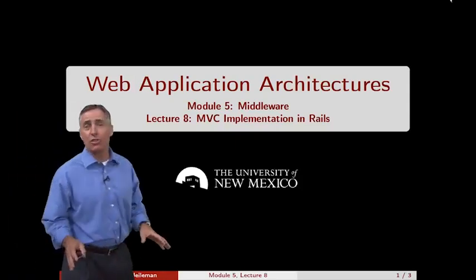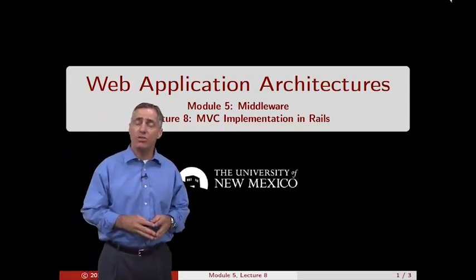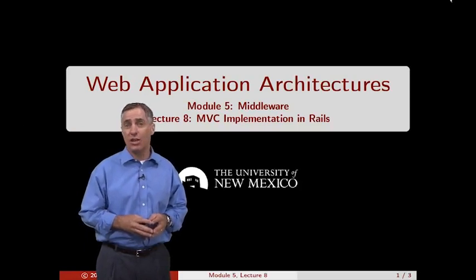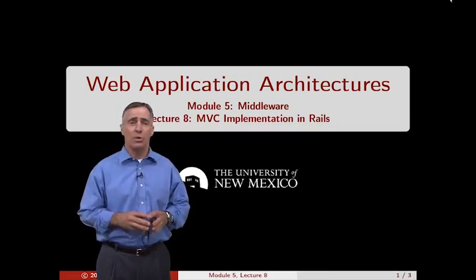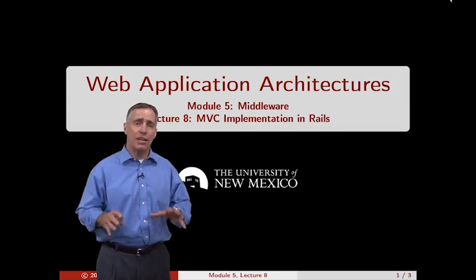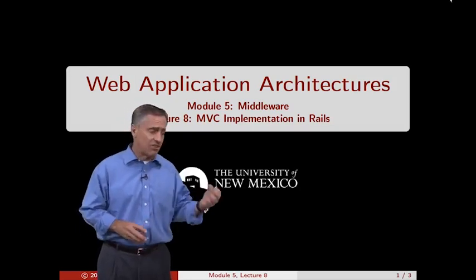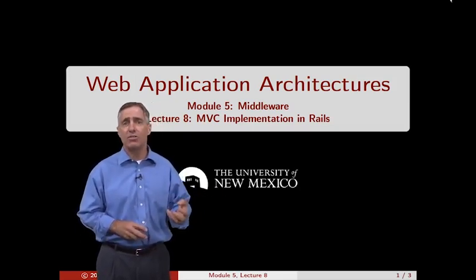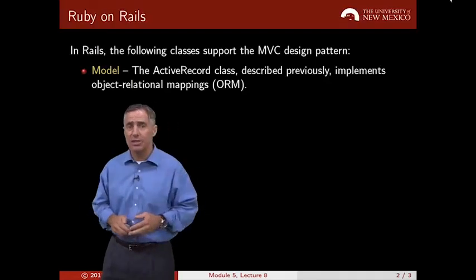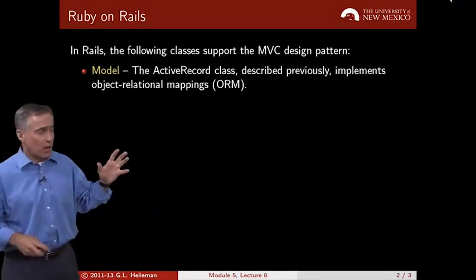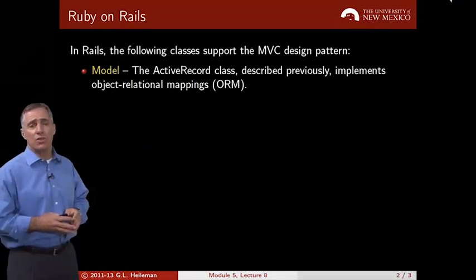Welcome to the 8th lecture in Module 5, and in this lecture we'll talk about how the model view controller design pattern is implemented in Rails. We've seen how the controllers work, and now let's put it all together to see how this HTTP request is handled by controllers and a response is provided. So in Rails, the following classes support the model view controller design pattern.